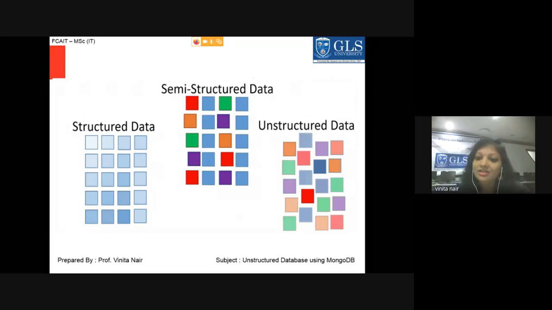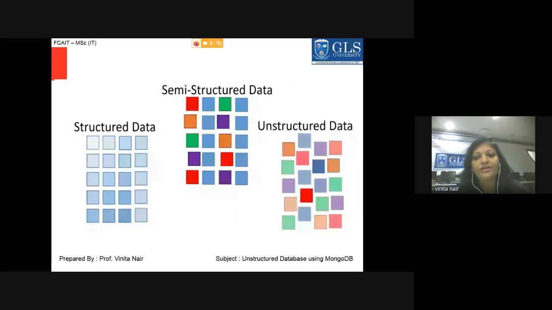You can see that there are small boxes, and all those boxes are of different color, and they are positioned at different index. They are not on a single row or a single column. They are placed randomly. In semi-structured data you can see some are random and some are of the same color, same shape, and they are in a single column. So let me define this term.